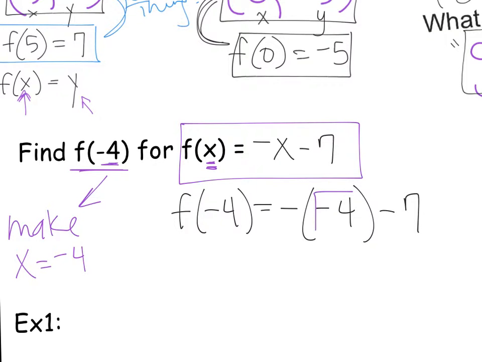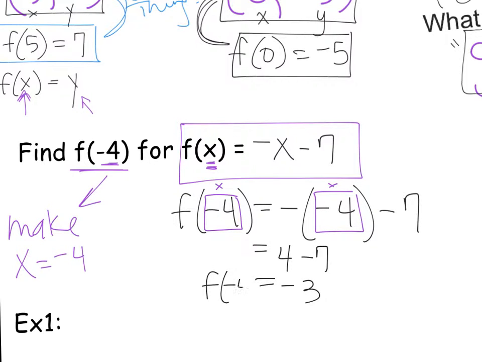So again, x used to be here. f of x is equal to -x minus 7. f of -4 is equal to -(-4) minus 7. Used to be an x. And now we're just going to do the math. So it's 4 minus 7, also known as -3. So f of -4 is -3.